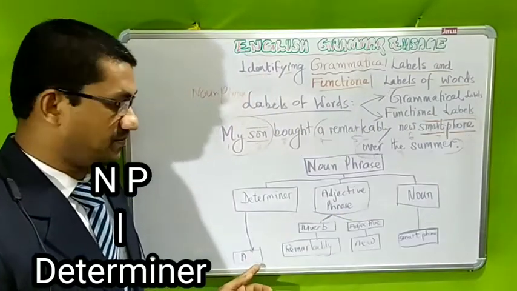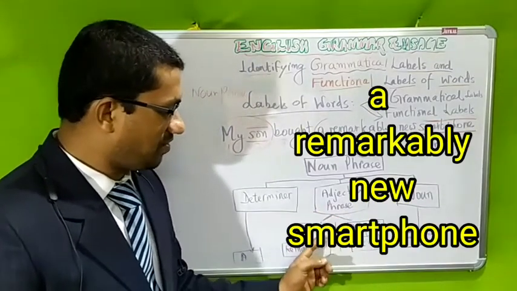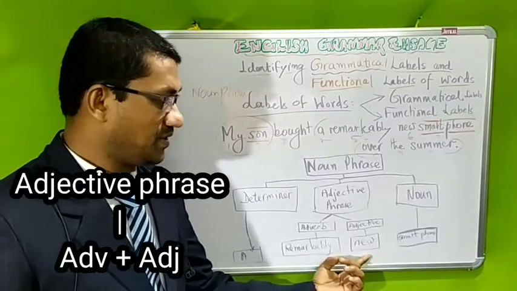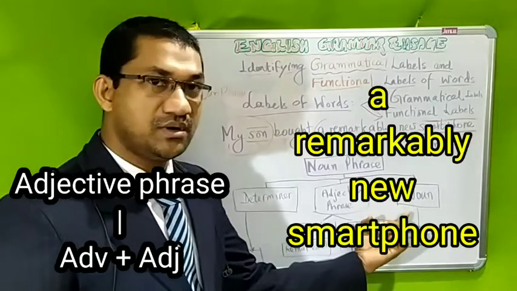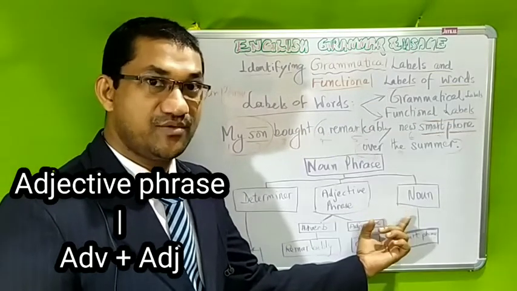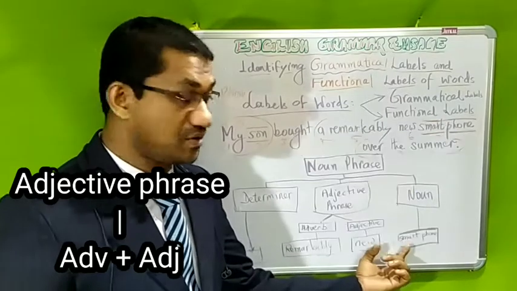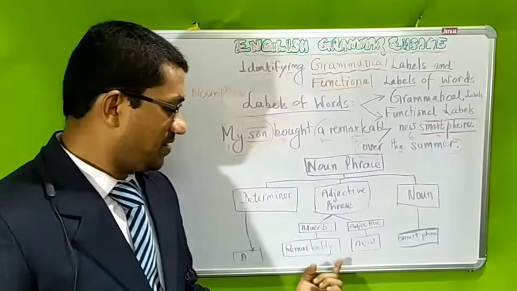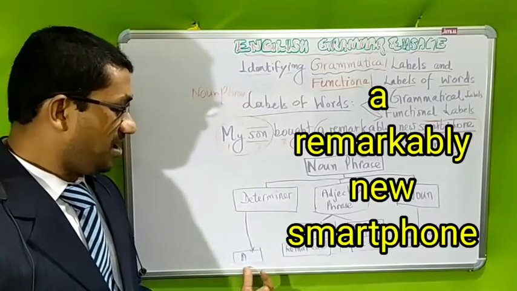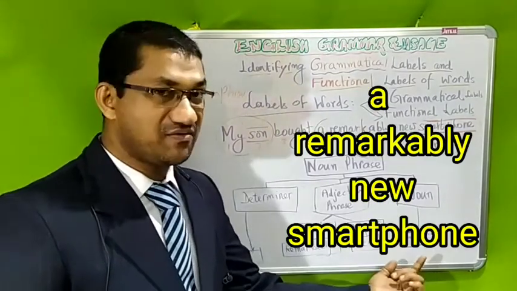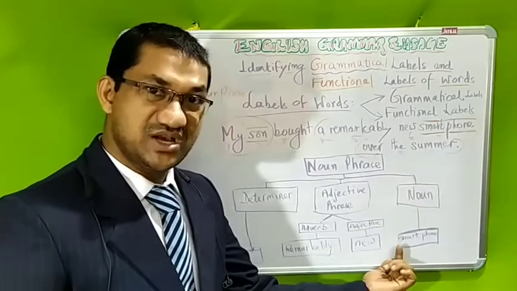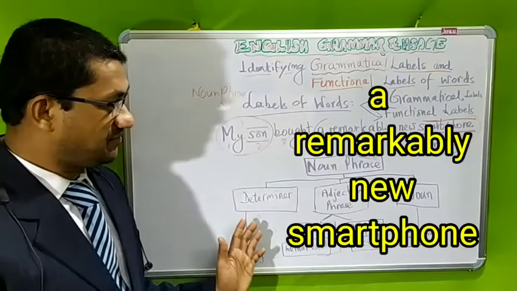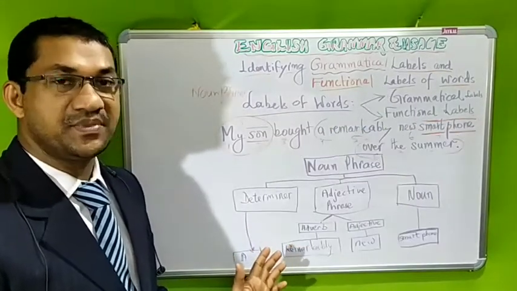The determiner is "a." The adjective phrase is made of an adverb and an adjective, and that is "remarkably new." And the very noun, which is the head word, is of course "smartphone." So "smartphone" is being modified by "new," "remarkably," and "a." So "smartphone" is just preceded by "new," "remarkably," "a." So this is in fact the structure of this particular noun phrase.